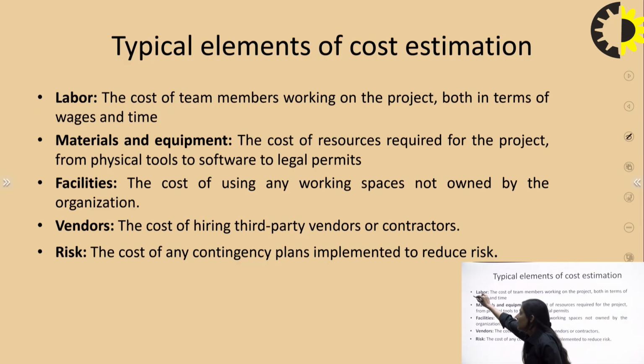First one is labor. If I'm talking about labor, in the case of software development or project development, it is the cost of team members. For example, we have a development team, developers, a testing team, a content writer team, an advertising team. These are the different team members working on the particular project, and they would be counted as an element of cost estimation, in terms of wages or in terms of time, means how much time the particular team member will work. According to that we will estimate the cost.